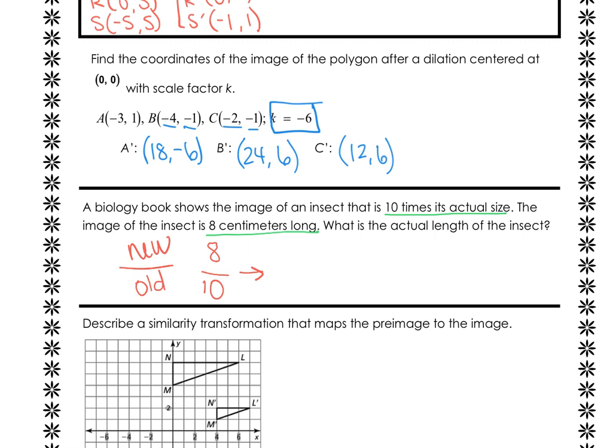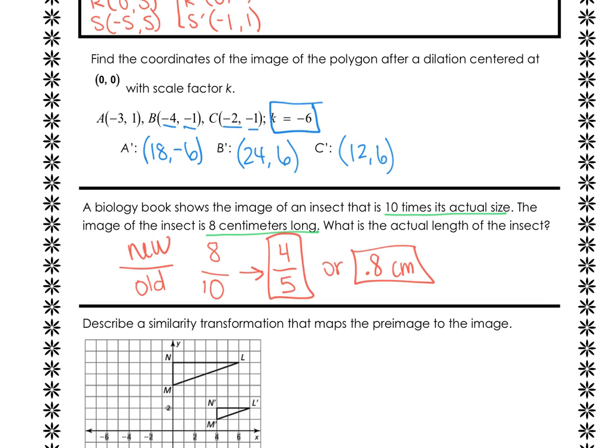Both of those numbers can be divided by 2. So 8 divided by 2 is 4, and 10 divided by 2 is 5. You can either write these as a fraction, or you can write it as a decimal. 4 over 5 would be 0.8. And these are both in centimeters.